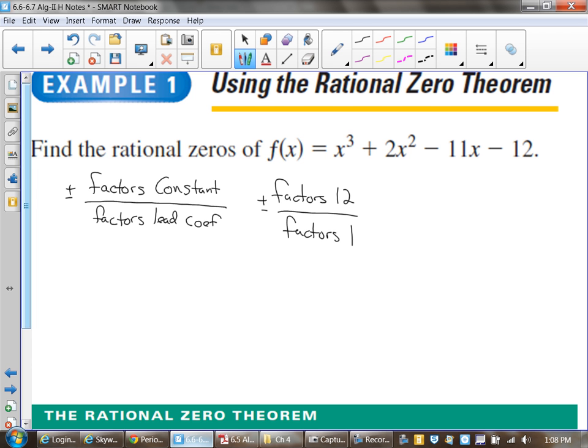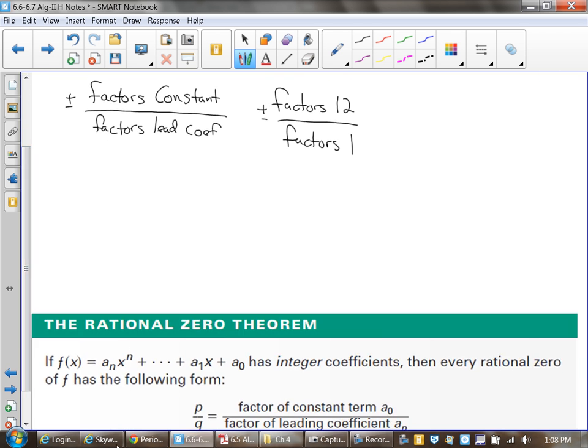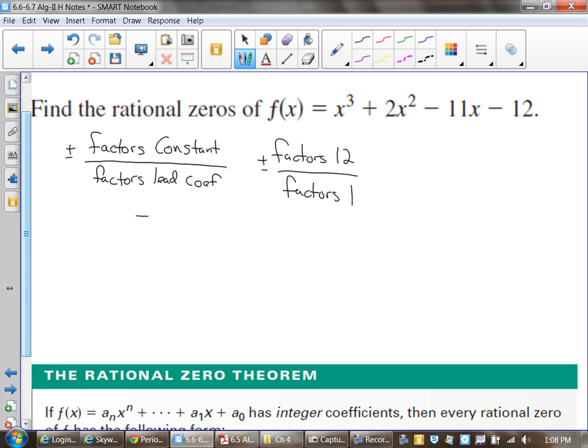What are they? So it's plus or minus 1, plus or minus 2, plus or minus 3, plus or minus 4, plus or minus 6, and plus or minus 12. And what do I have to divide each of those by? 1. I know it's not really necessary to show that I'm dividing by 1, but not always will we have a leading term coefficient of 1. I'm just getting you guys used to it.